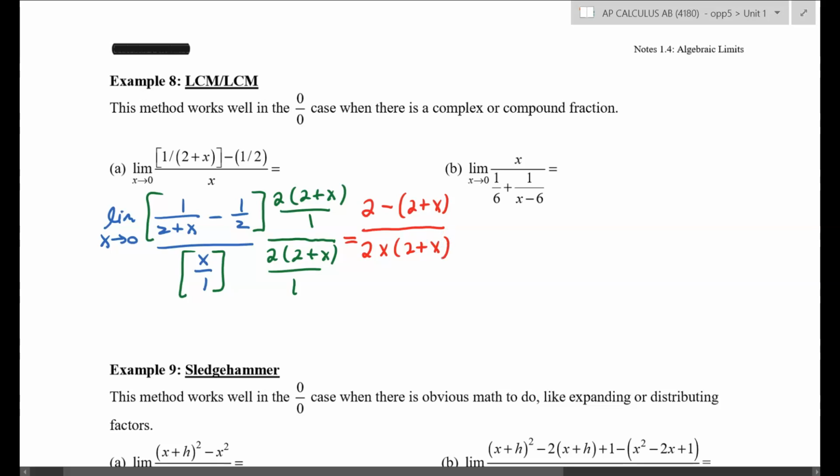Now watch what happens. Evan, this minus sign gets distributed, right? So that's going to become 2 minus x. I get that. Now what happens? Now those x's reduce, don't they? What are we left with? We're left with negative 1 over 2 times 2 plus x.